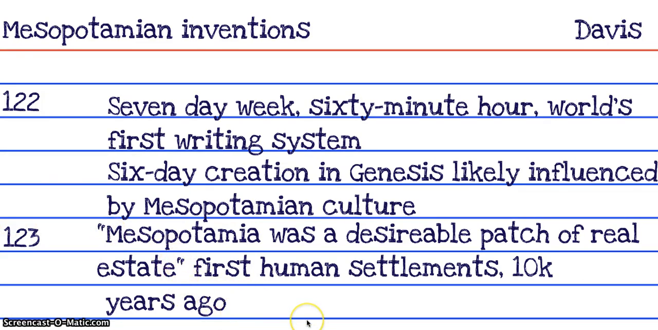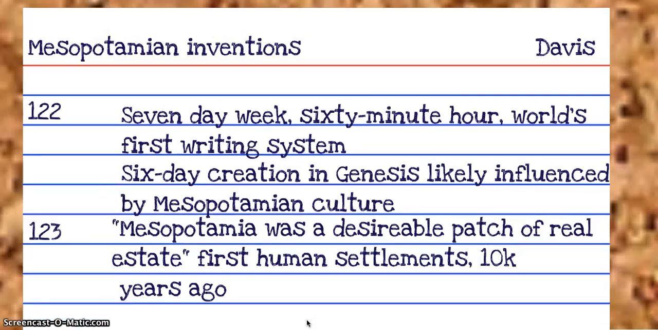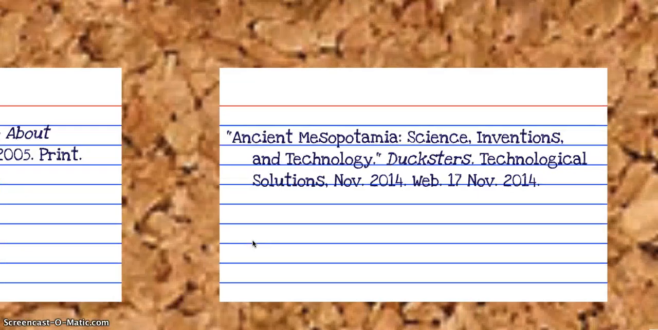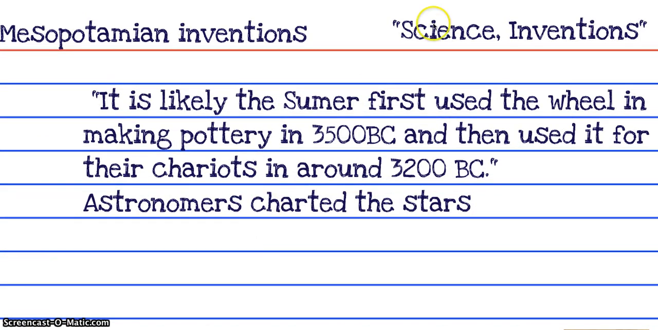So I have: Mesopotamia was a desirable patch of real estate. The first human settlements were made 10,000 years ago. Okay. So if we have another source that maybe doesn't have an author, say I found this website, you are going to pull a word or a phrase from the title itself. And no matter what it is, if it's in quotation marks, it needs to go in quotation marks on your card. If it's italicized or underlined in the case of handwriting, you need to do the same on your note card. So for this one here, we can see I pulled science inventions, put it in quotation marks.